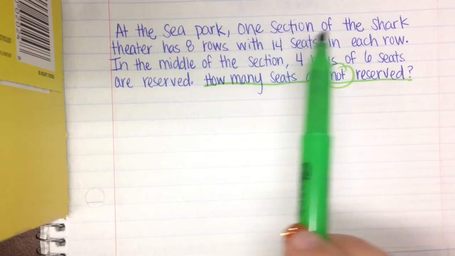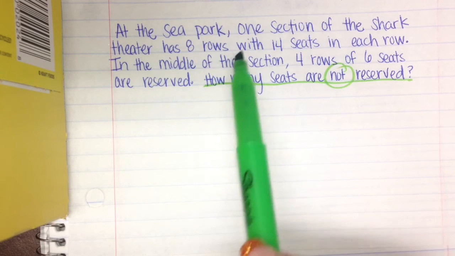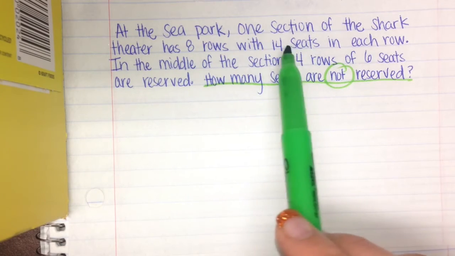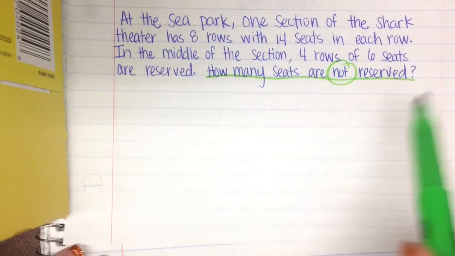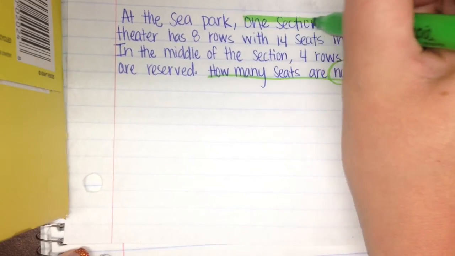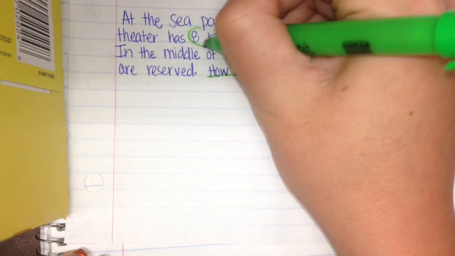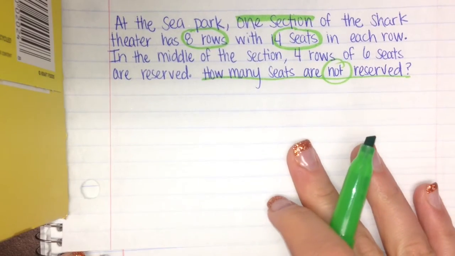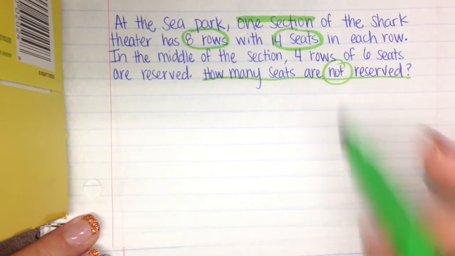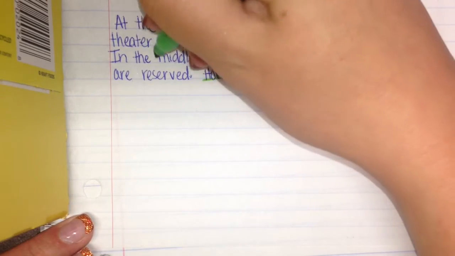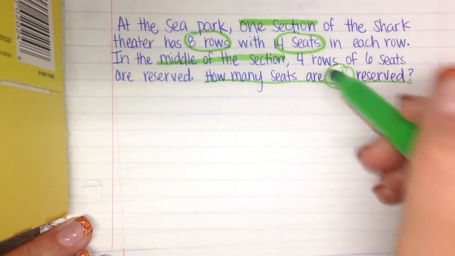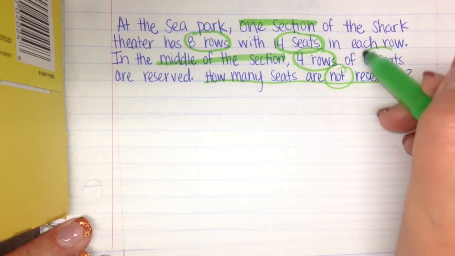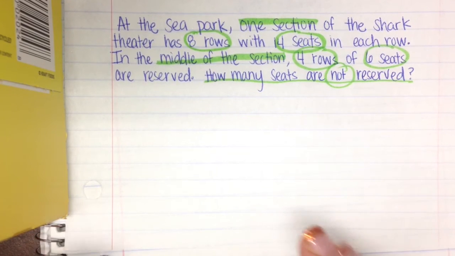Now I'm going to go through and find the important numbers. One section of the Shark Theater has 8 rows with 14 seats in each row. I think that's probably pretty important. So one of the sections has 8 rows with 14 seats in each. And the next one says that in the middle of the section, 4 rows of 6 seats are reserved. So I think those numbers are probably pretty important.